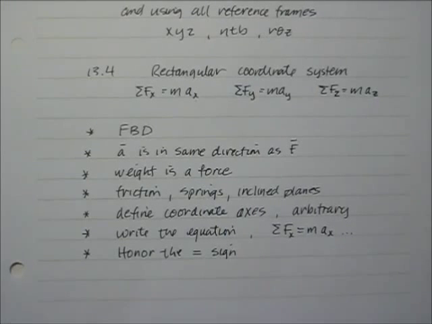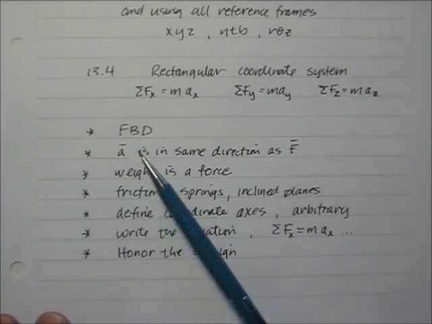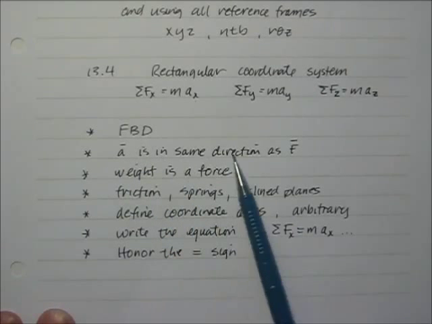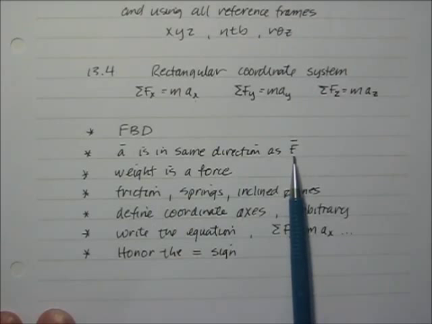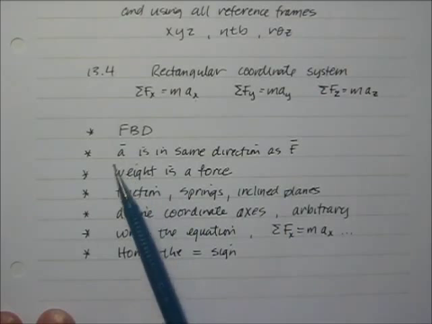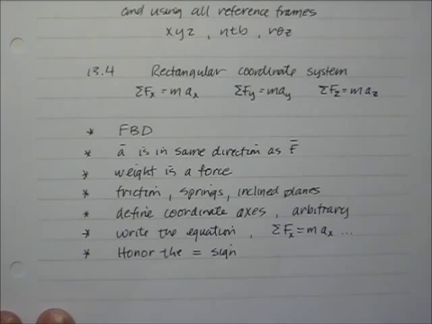So here are the processes that we need to use. First of all, drawing a free body diagram is essential to the proper understanding of this subject, so you definitely need to do that. We need to recognize that acceleration is in the same direction as the force, or the components of the force will have a component of acceleration in that direction. We need to count on weight and friction and springs as forces. We'll be dealing with inclined planes, so we need a little review of that.